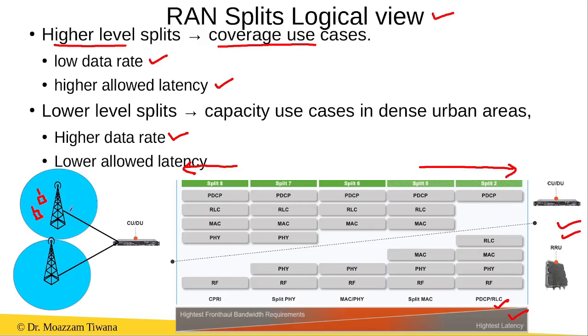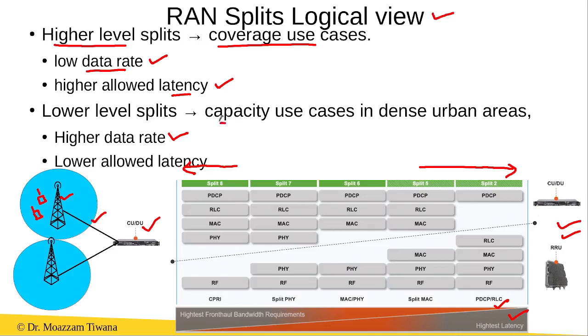And since we have large cells, the distance between the base station and the CU/DU is also longer, but the data rate and the latency requirements on this link are less. So either we can use a microwave link or we can use a cheap optical fiber in order to cater for these data rate and latency requirements.